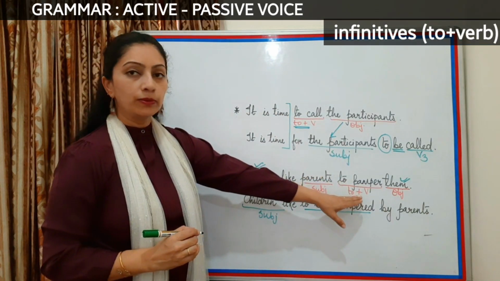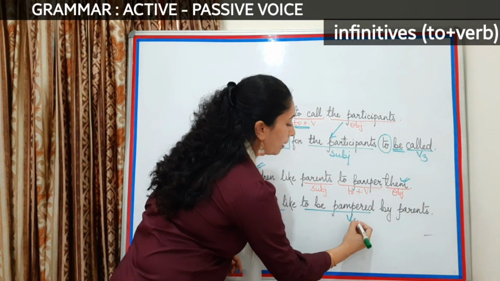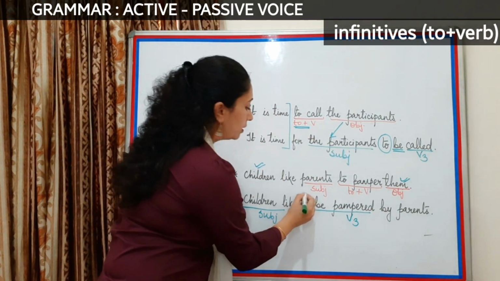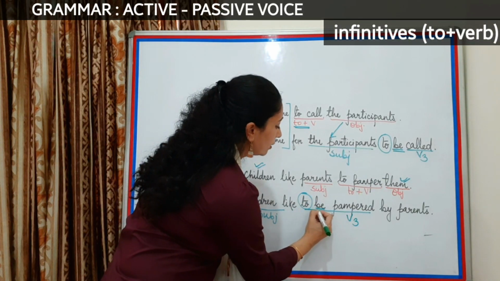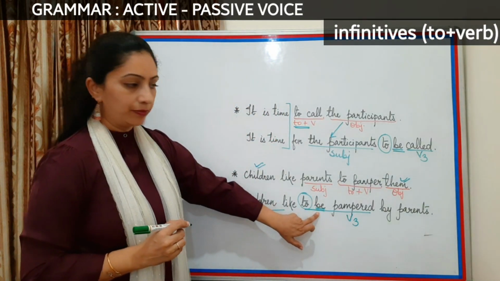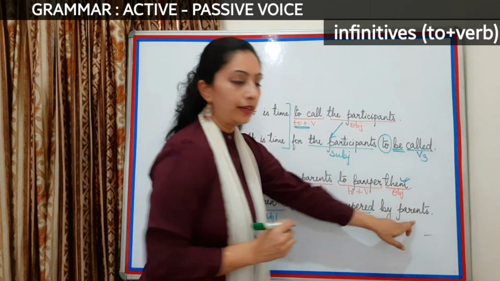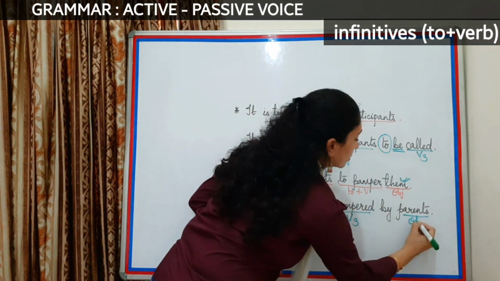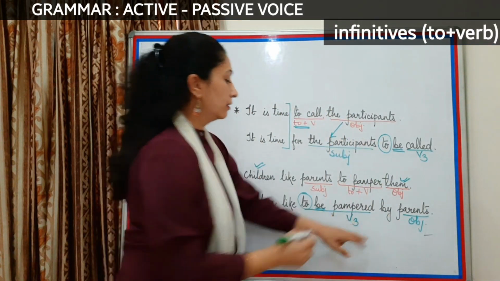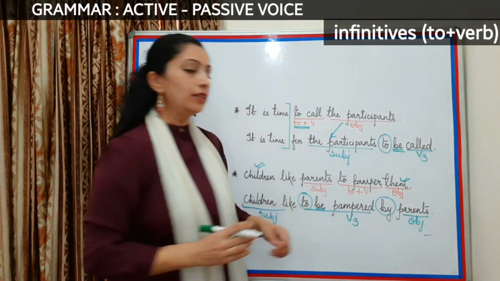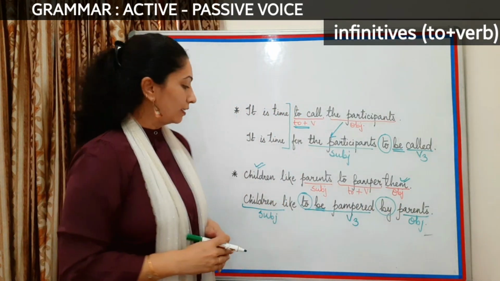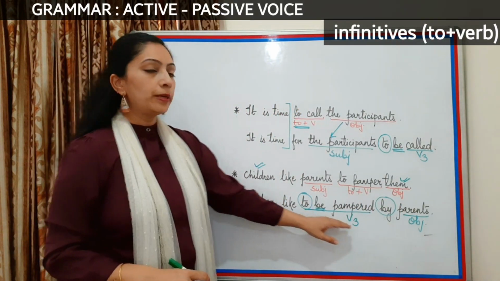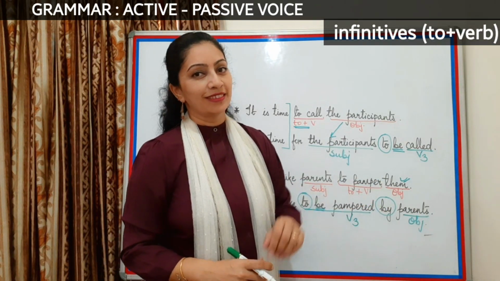Now what have I done to the verb? Pamper becomes pampered. To will remain as it is, and I have added a new word here, be. Then take the subject as object here, parents. So this becomes my object, and the word by will be used in between. So the passive of the sentence becomes children like to be pampered by parents.